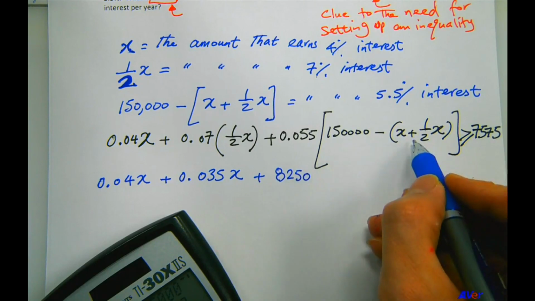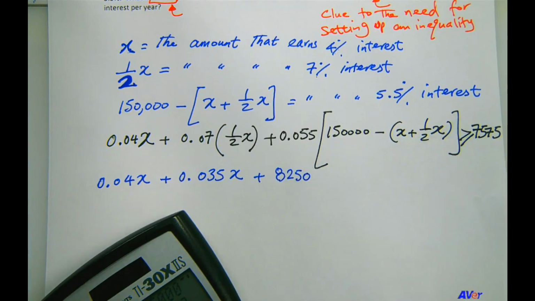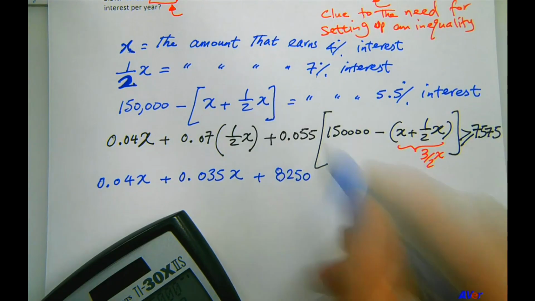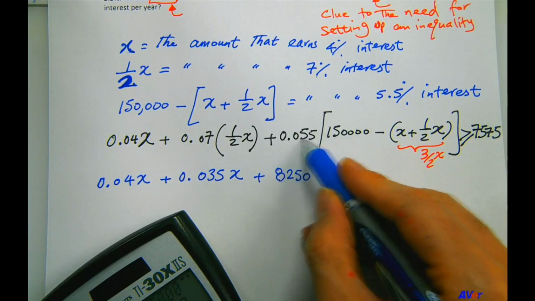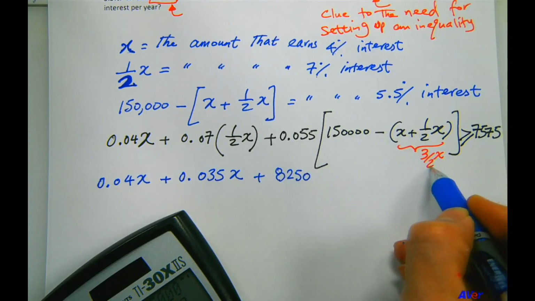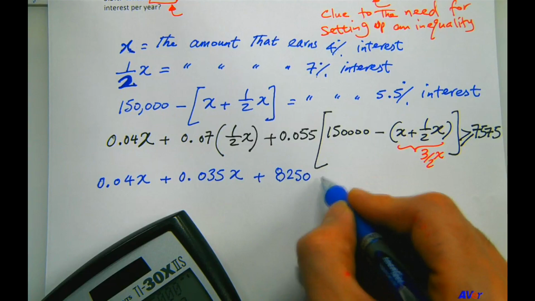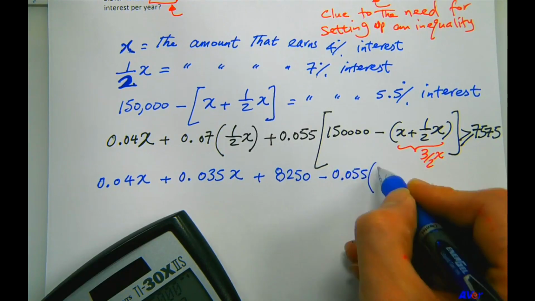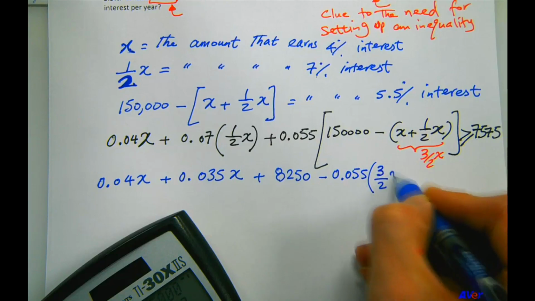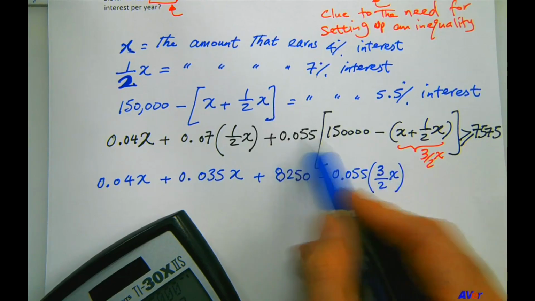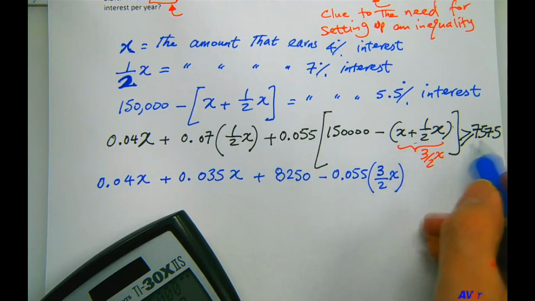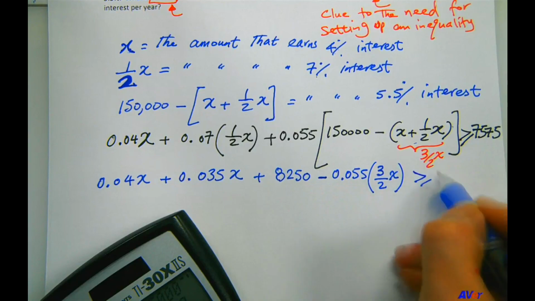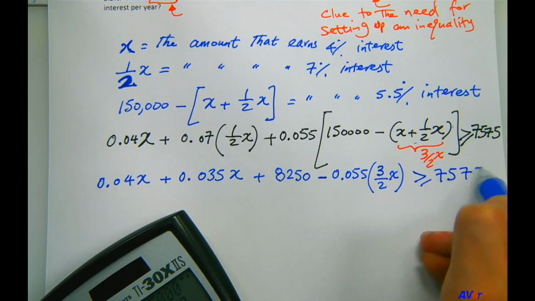This is simply 3/2x, right? So 0.055 times minus 3/2 x, right? So we have minus 0.055 times 3/2 x. That's just distributing this into that with the minus in front. And the other side, of course, is 7,575.